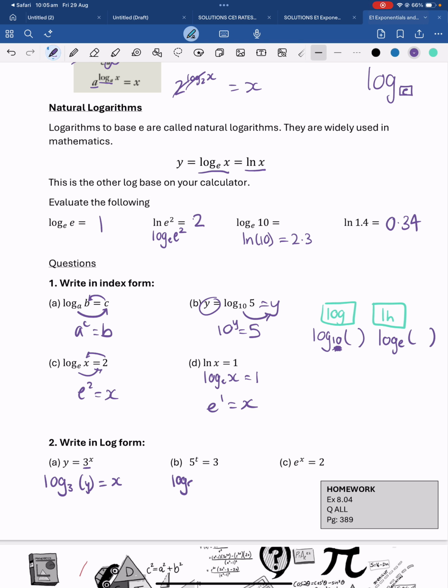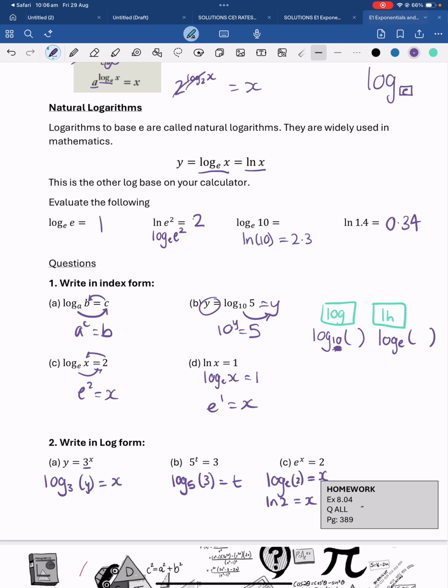Log 5 to the power of 3 is equal to t. Oh, sorry. 5 to the power of t is equal to 3, that way. And then we have here, okay, well, that's log e to the power of x is equal to 2. So make sure you're familiar. I could also write that as just ln 2 equals x. That's a really important skill.